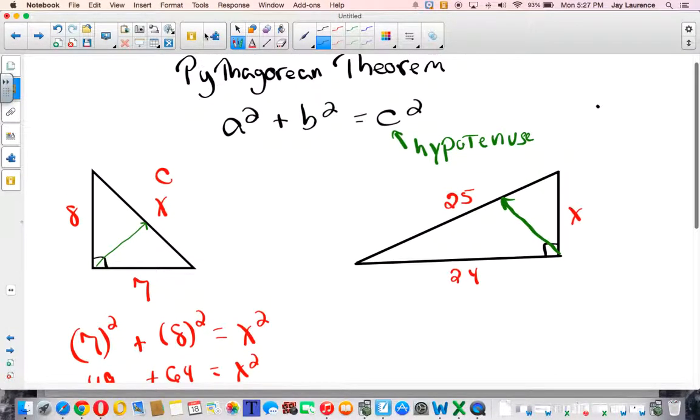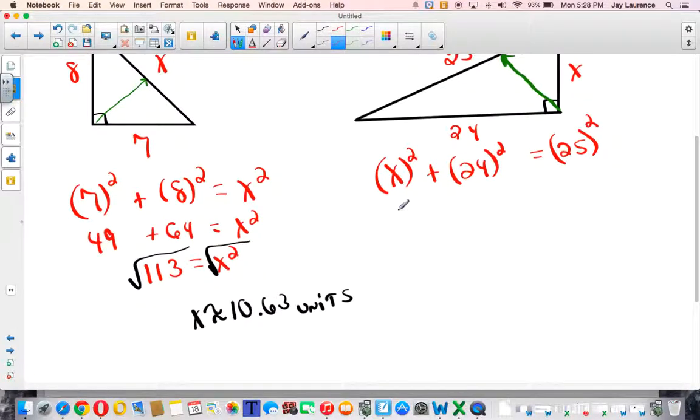Problem 2 here is done the same way. C in this case, though, is 25. A and B don't matter. So I'm going to do x squared for A, plus B squared equals C squared. And I'm going to square everything, and so I'm going to get x squared plus 596. I better check that. No, it's 576, isn't it?